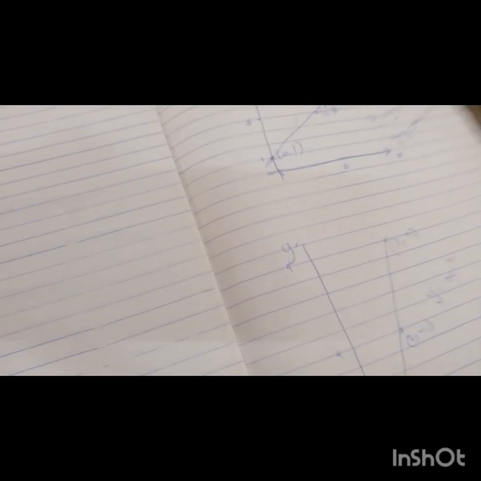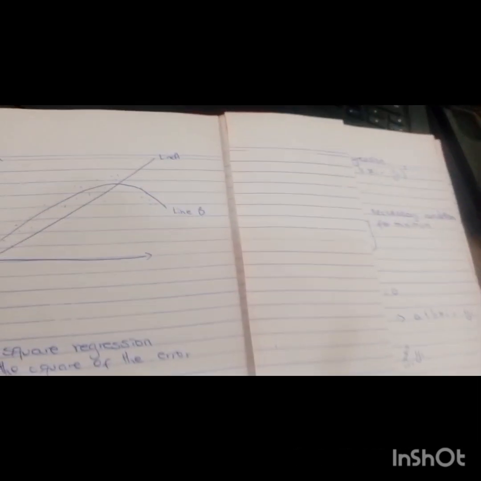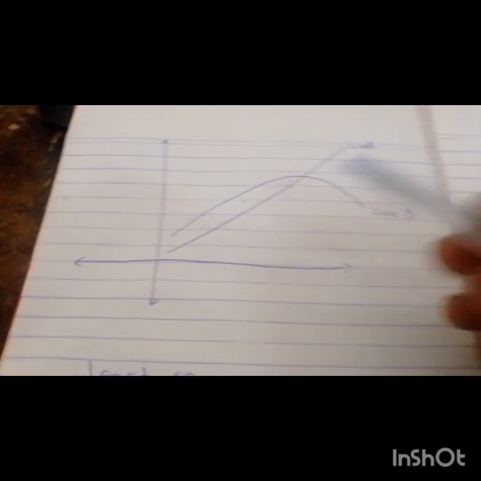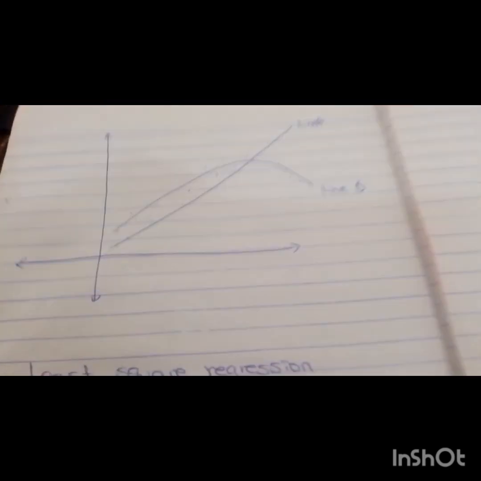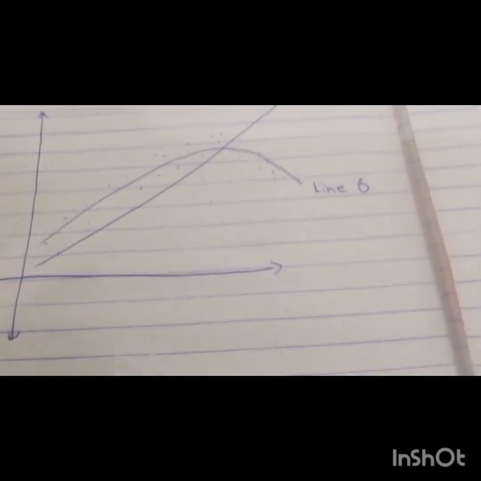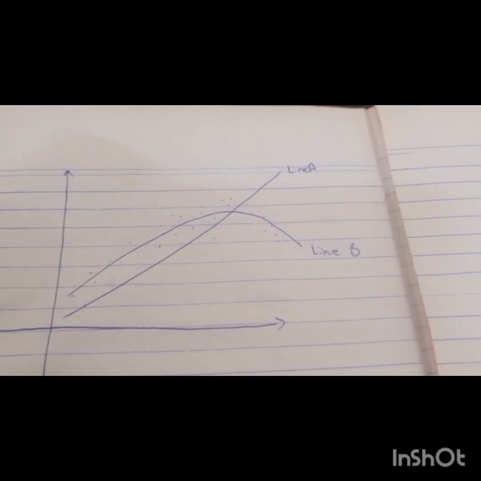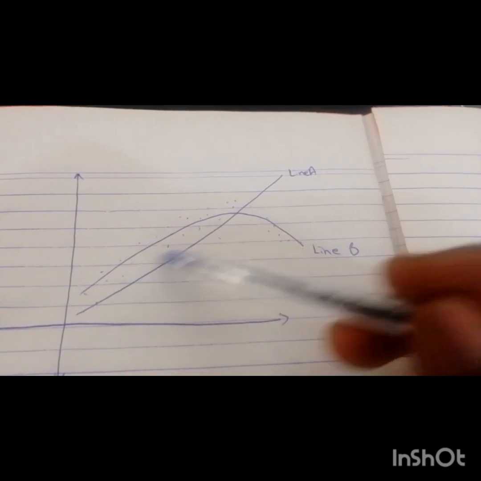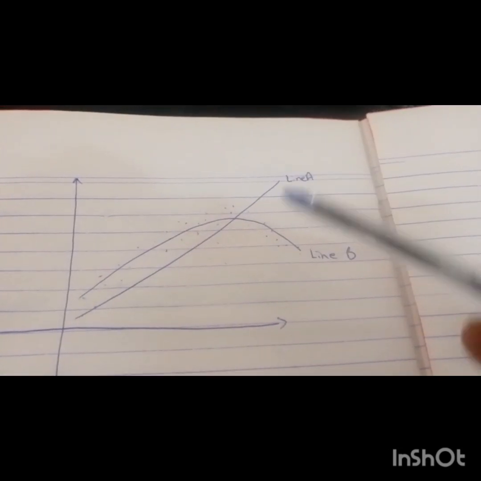Now there are many forms of curve fitting, but what we are simply going to do, or what we've done in class, is the least squares regression. Let's also get something like this. Now let's say we have a particular data set. I don't know if you can see this clearly, but all the dots here are data points. Now you want to fit these data points onto a particular curve.